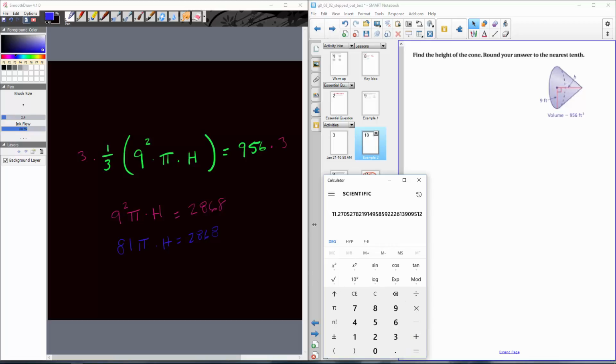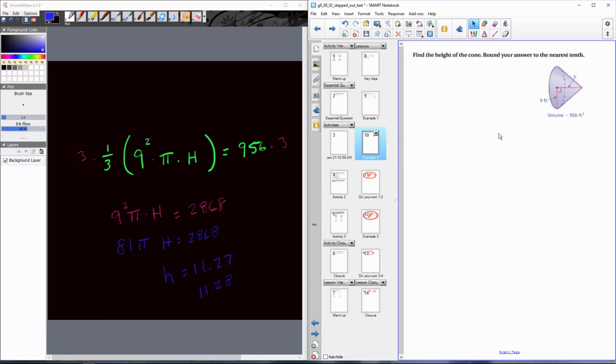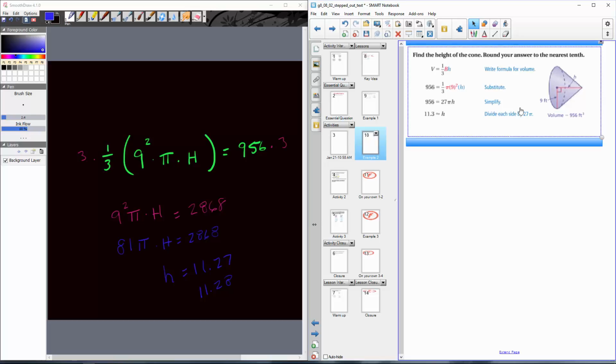So all I did is divide by 81 pi essentially. And I got h equals 11.27, and we'll leave it there. And I could actually round to the nearest tenth by doing 11.28. So these are all the steps that I did. Let's see if we're right. So if I went to 11.27, the nearest tenth, of course, will round this up. So I went to the nearest hundredth here. This would be 11.3, which is the exact same answer.